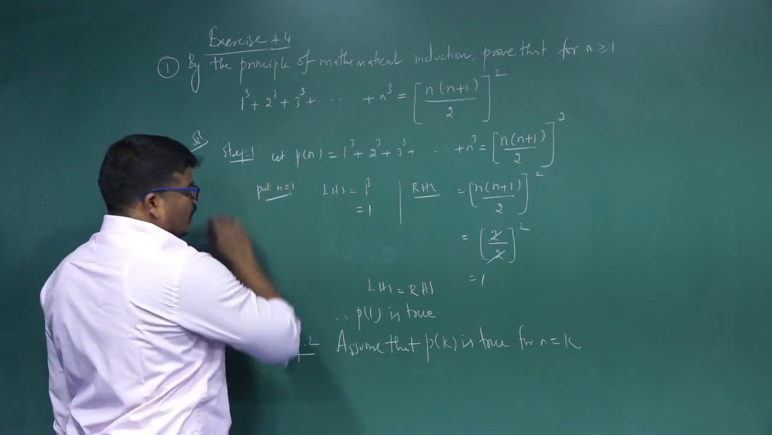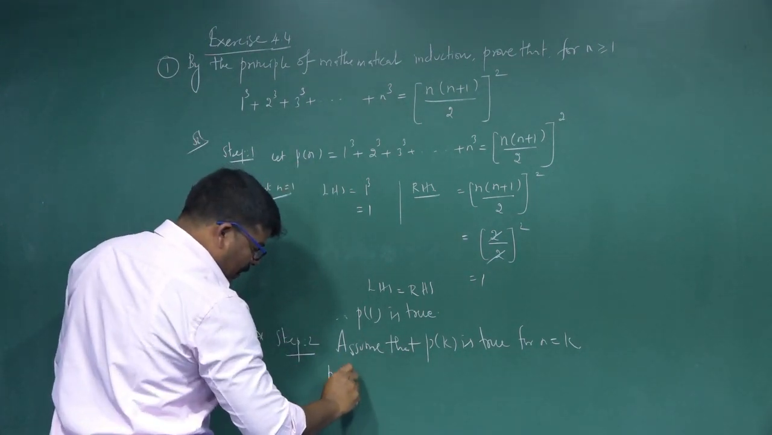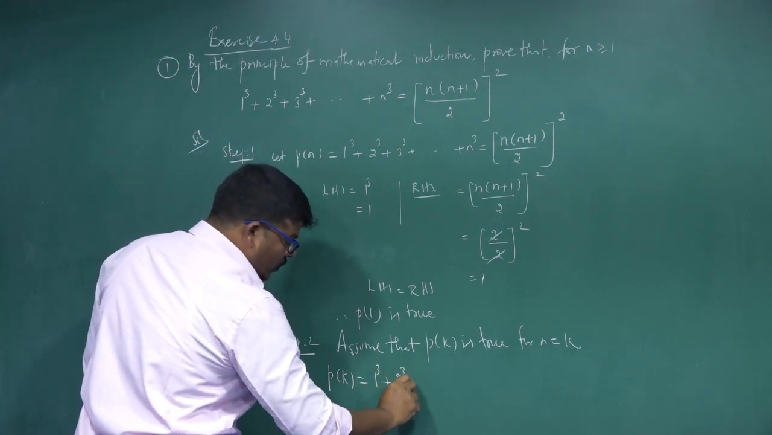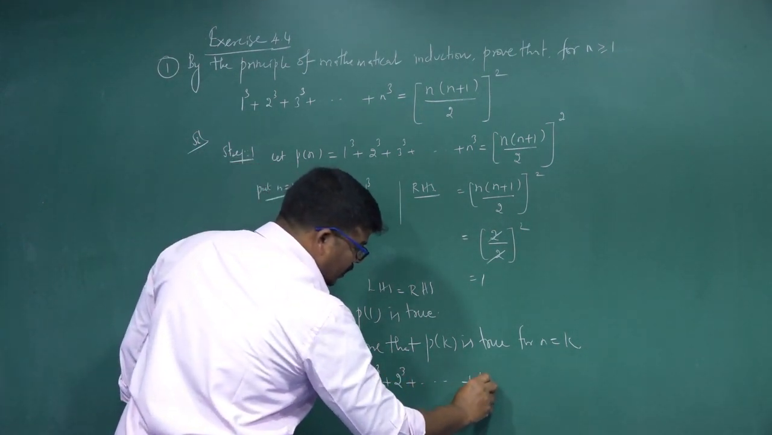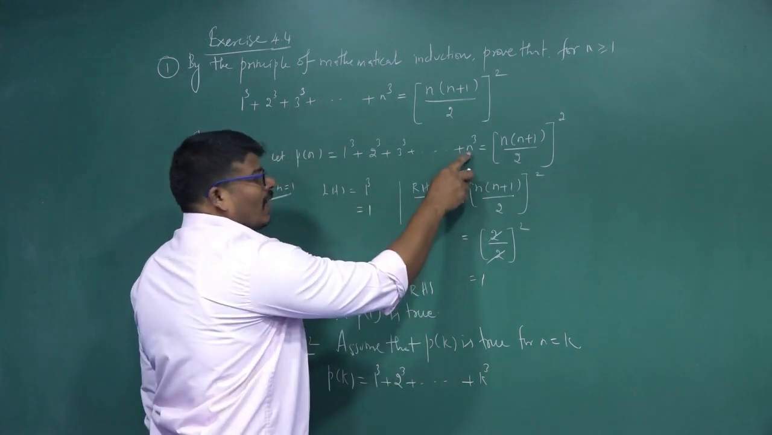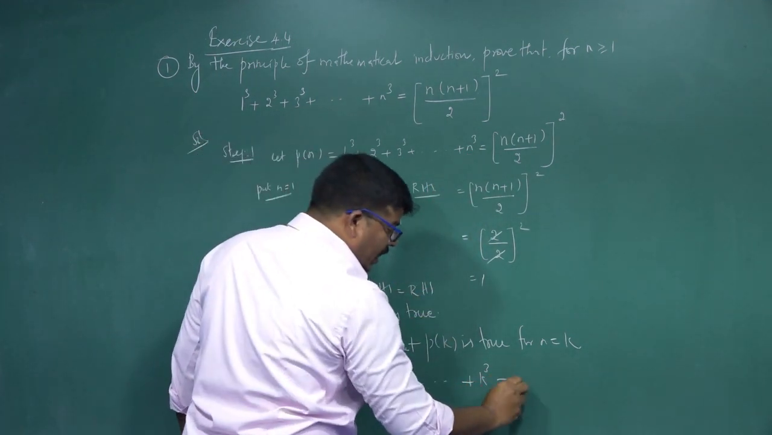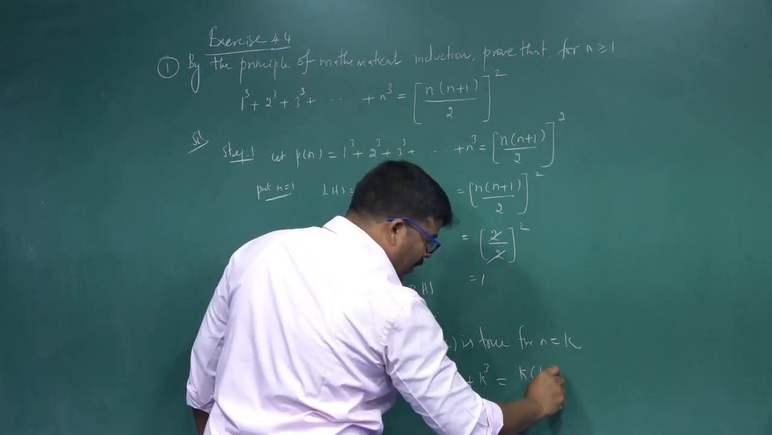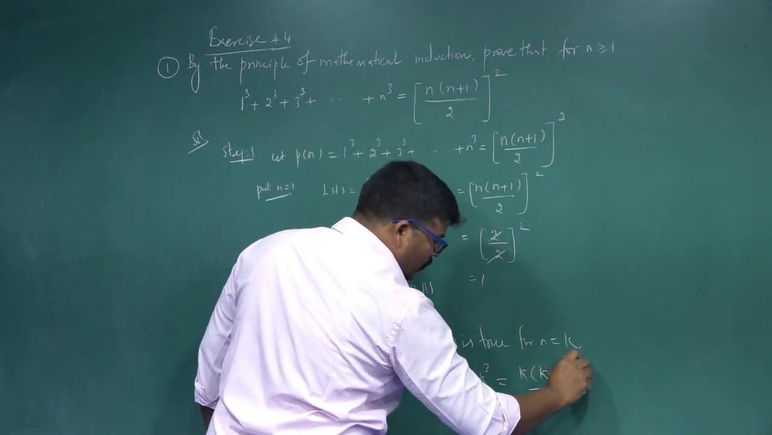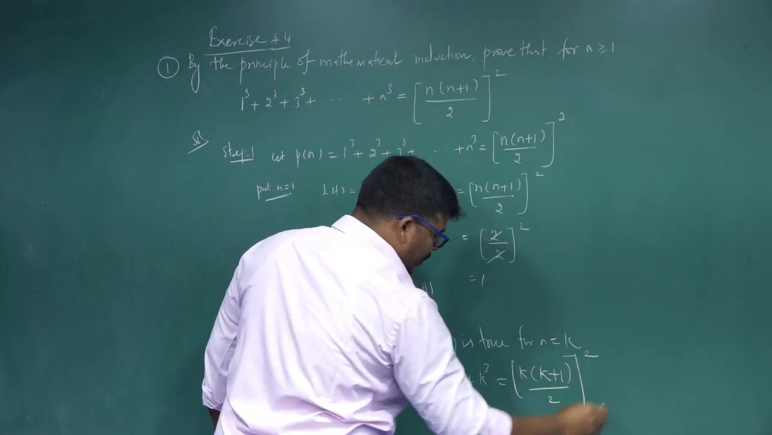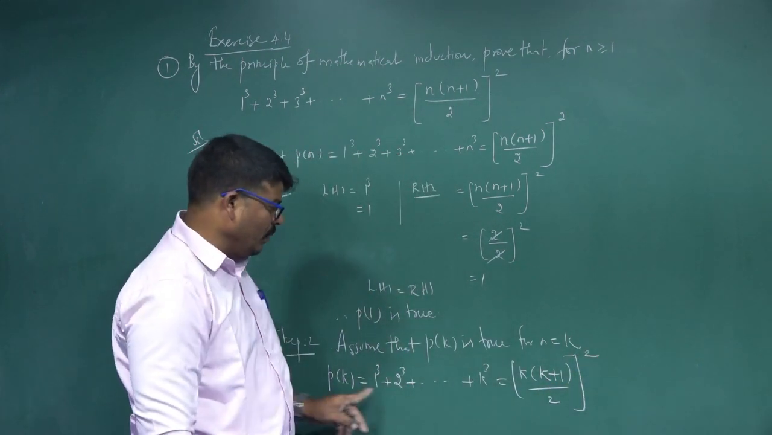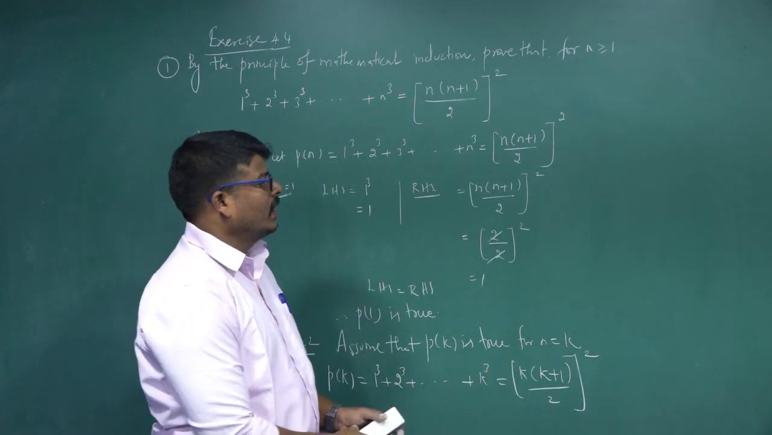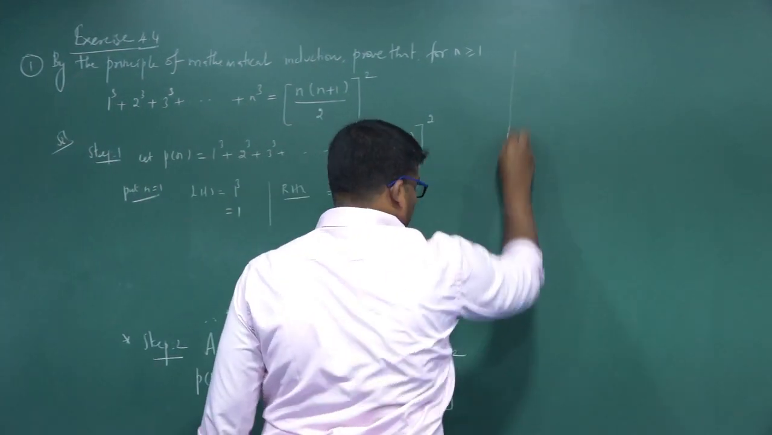Substituting n equal to k, the statement P of k equals 1 cube plus 2 cube and so on, plus k cube. Put the value n equal to k, it is k into k plus 1 by 2 whole square. That is, P of k equals k into k plus 1 by 2 whole square. The next one, step 3.